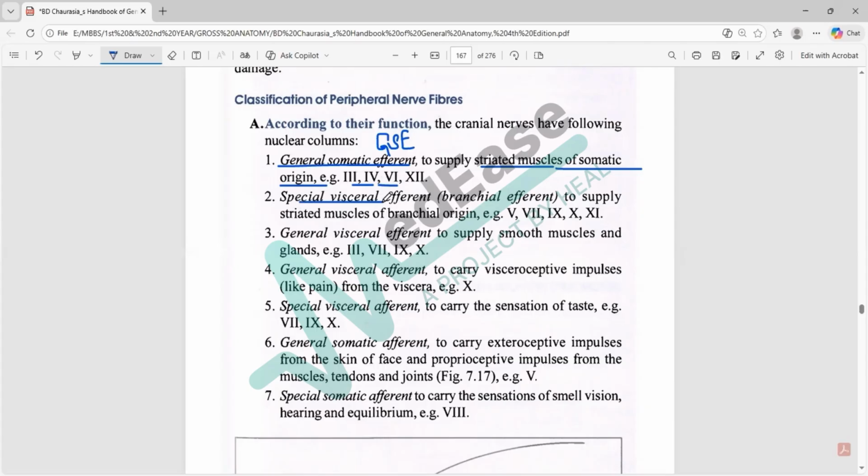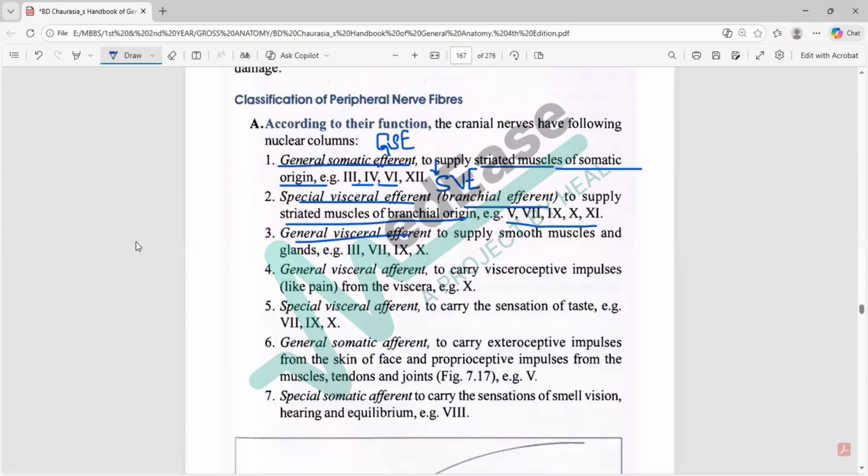Now when we talk about the special visceral efferents, the same terminology indicates it. Special means it is not normal, meaning it is derived from special locations. V means visceral, related to viscera, and E is the outflow tract. The SVE is also known as the branchial efferents, which supply the striated muscle derived from the pharyngeal arches, the branchial origin. This includes nerves 5, 7, 9, 10 and 11.